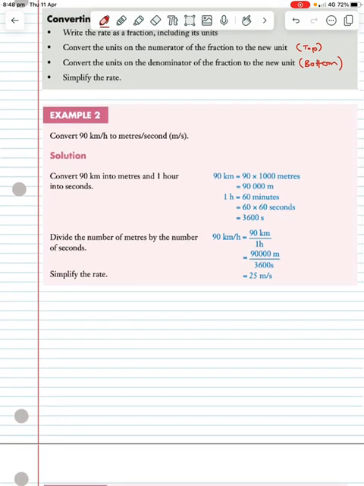So we want to convert 90 kilometers per hour to meters per second. So what I'm going to do is write 90 kilometers, and I'm just going to do N for numerator. I'm also going to do D for denominator, which is 1 hour. So what we want to do is get 90 kilometers into meters. So this is going to be 90 multiplied by 1,000, which is going to give us 90,000 meters.